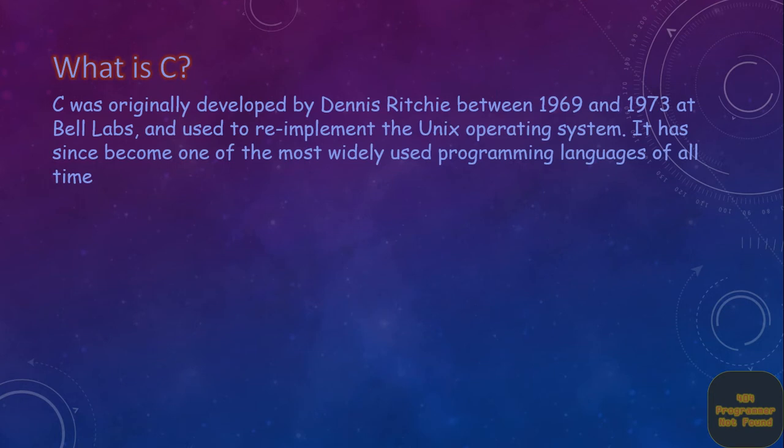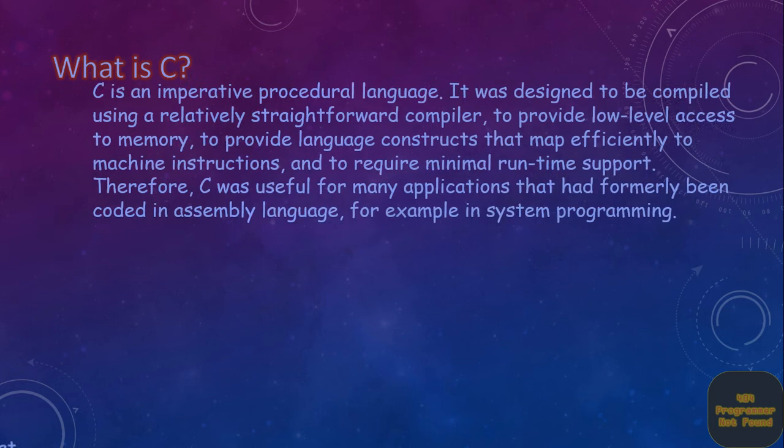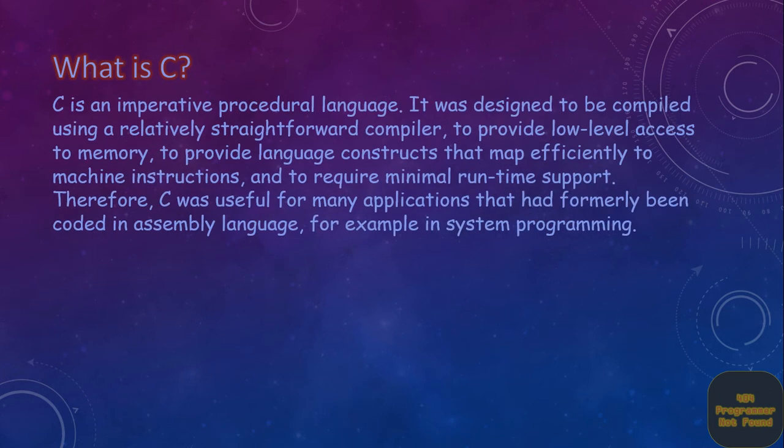C was originally developed by Dennis M. Ritchie between 1969 and 73 at the Bell Labs and used to re-implement the Unix operating system. It has since become one of the most widely used programming languages of all time. C is an imperative procedural language.